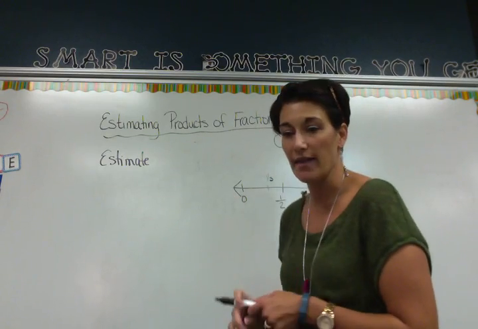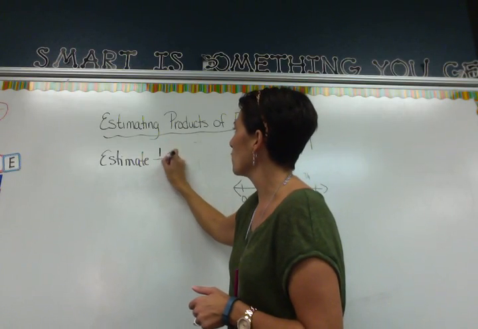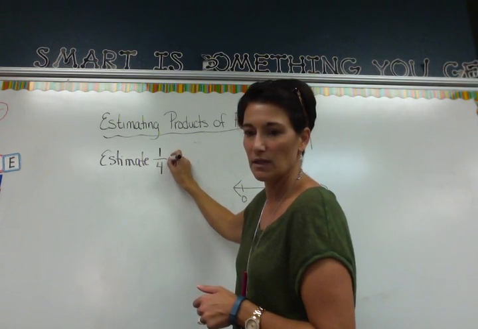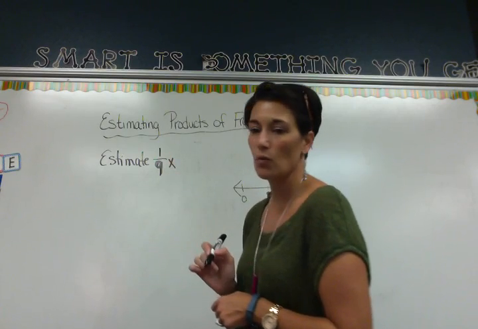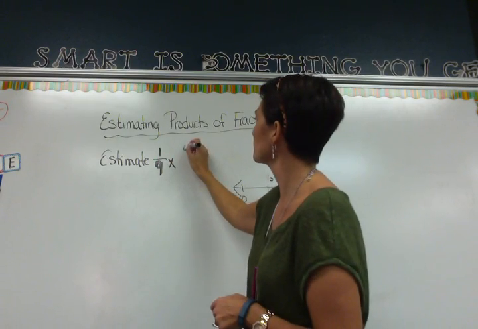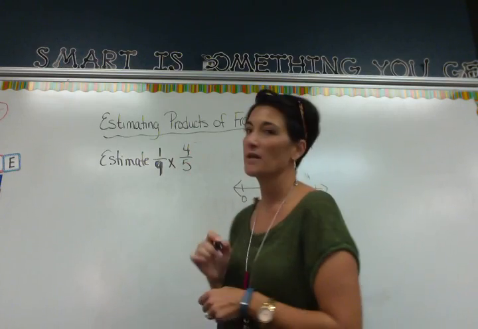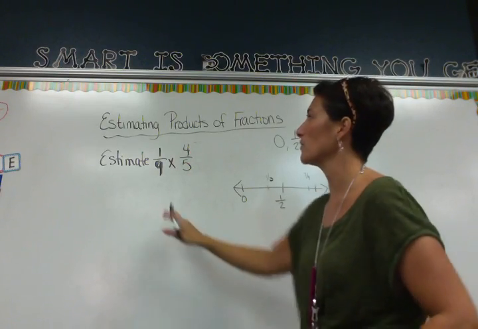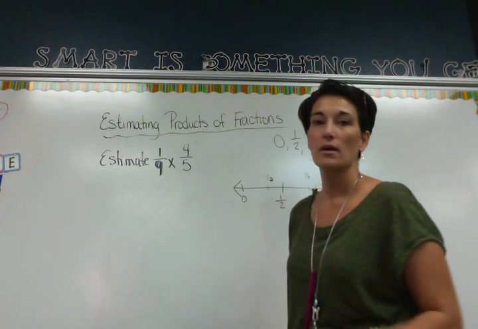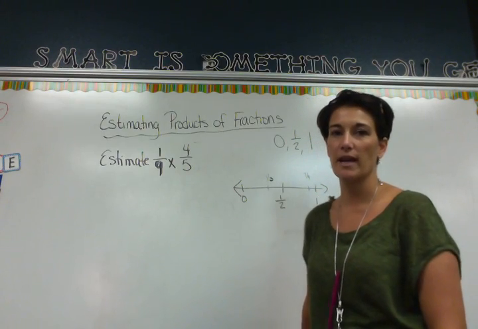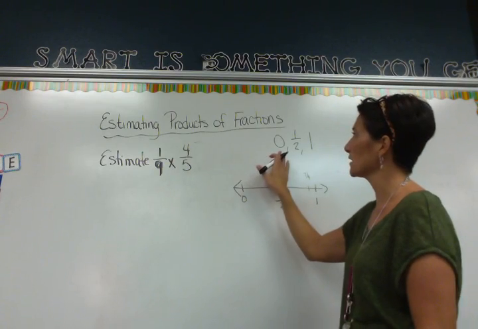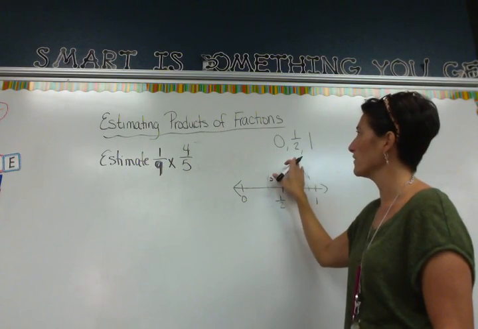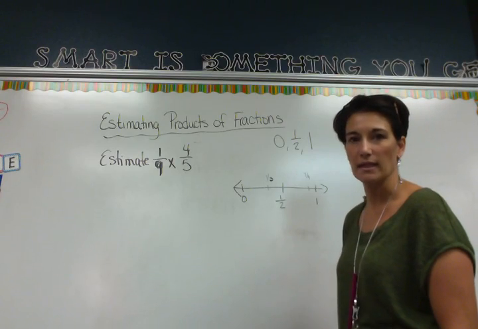So let's draw another problem. So let's try 1/4 times, actually let's change that to 1/9. So 1/9 times 4/5. So I'm going to go ahead and give you a second to solve estimating 1/9 times 4/5. So again, you're going to look at the number line, figure out where 1/9 is closer to. Is it closer to 0, 1/2, or 1? And then solve.